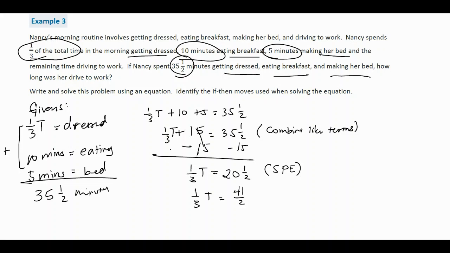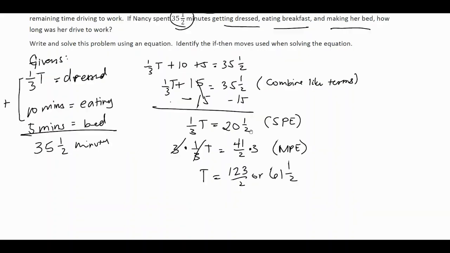Remember that whenever we have a fraction as a numerical coefficient, we multiply, because that is the opposite of the division. And 1/3, a fraction, is dividing. So we're going to multiply by the reciprocal of the numerical coefficient. In this case, it's going to be 3. So we cancel that. So T is equal to 41 times 3 is 123/2, or 61.5.